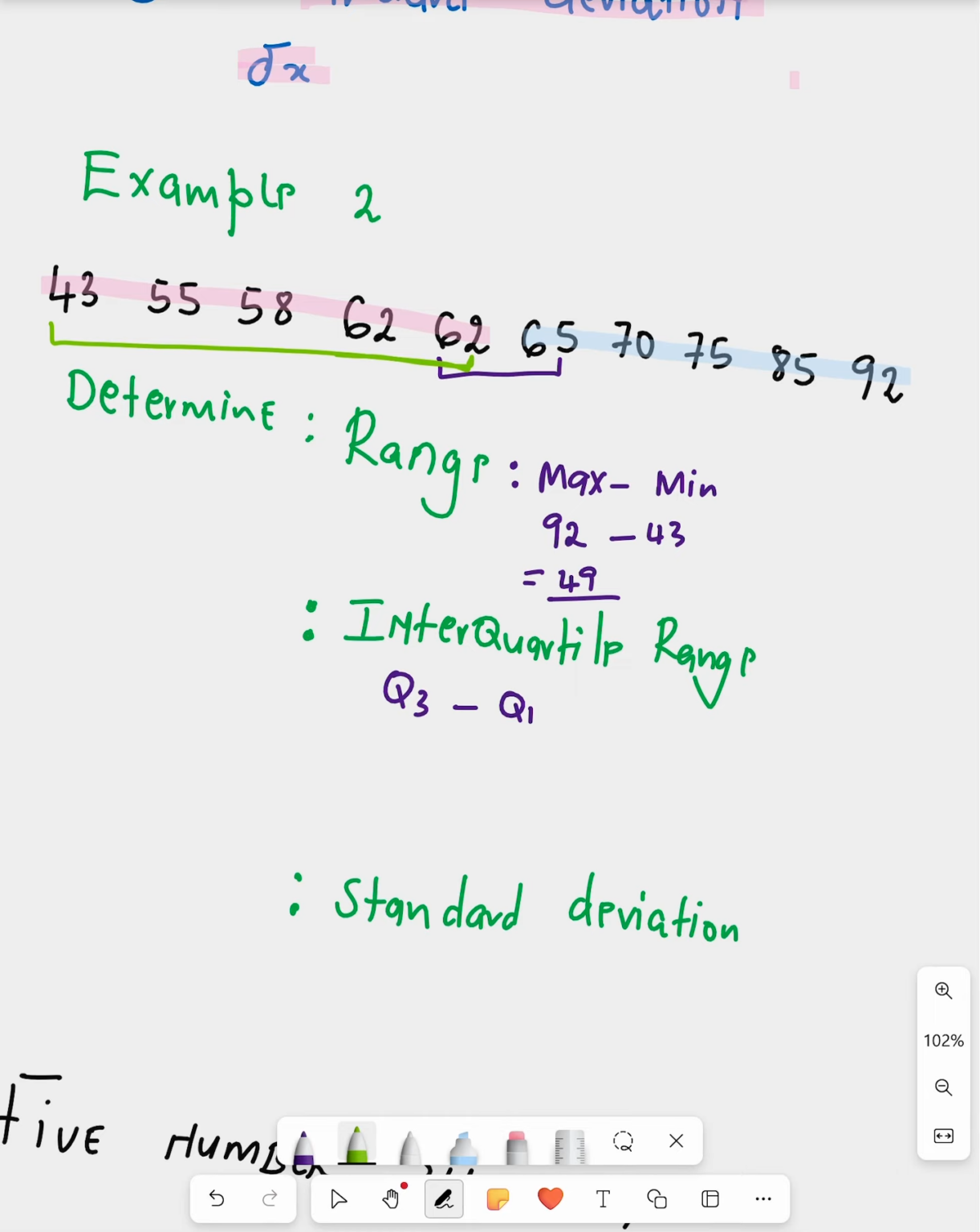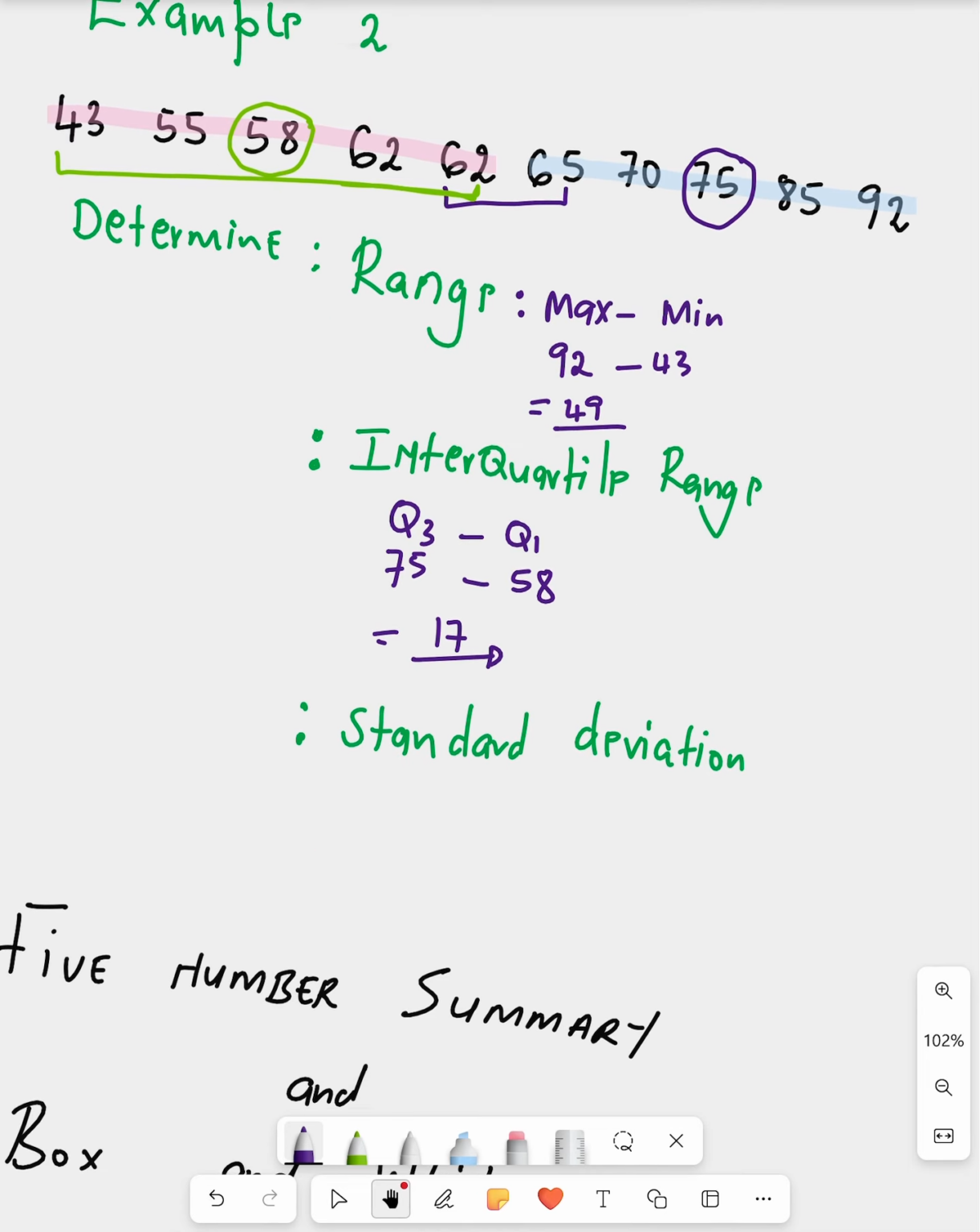Now if you look at your lower data set, your median will be 58. That means your Q1 is 58. If you look at your upper data set, the middle number in the upper data set is 75. So that means your Q3 is 75. So now your interquartile range will be 75 minus 58, which will give you 17. So that is your interquartile range.